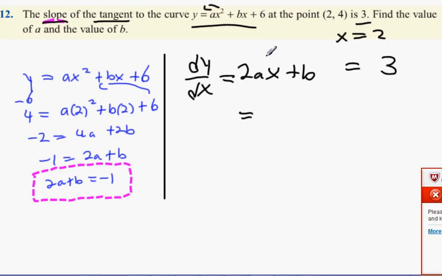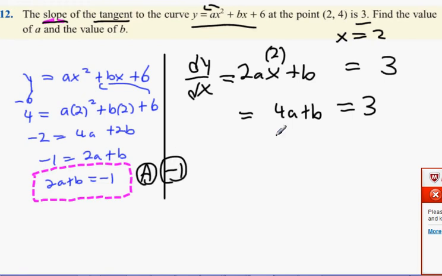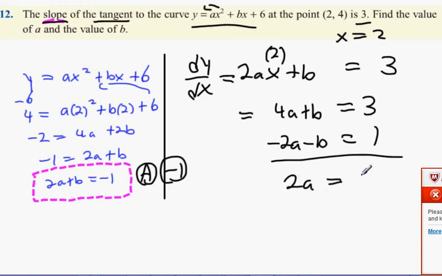So it's going to be 4a plus b equals 3. I'm going to change that, I'm just going to be lazy here, guys. I'm going to change this one here, equation A, I'm going to multiply by minus 1. I'm going to get minus 2a minus b equals plus 1. 2a equals 4, a therefore equals 2. Now I'm going to find out what b is. So that's going to be 4 plus b equals minus 1.